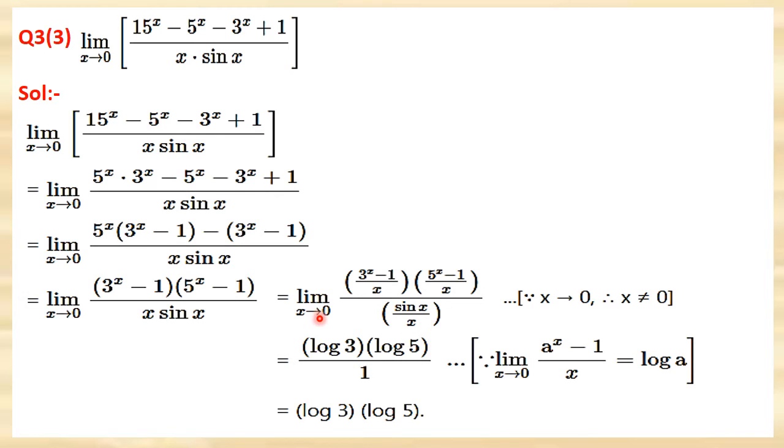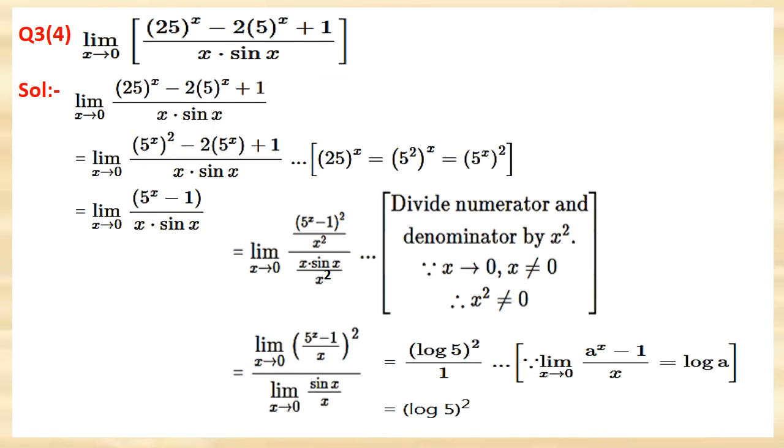So limit x tends to 0, (3 raised to x minus 1) upon x into limit x tends to 0, (5 raised to x minus 1) upon x divided by limit x tends to 0, sin x upon x. So we apply the values of the limit, log 3 for the first limit, log 5 for the second limit, and 1 for the denominator. So log 3 into log 5 is the value of the given limit.